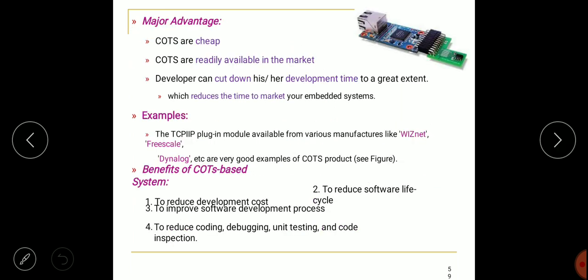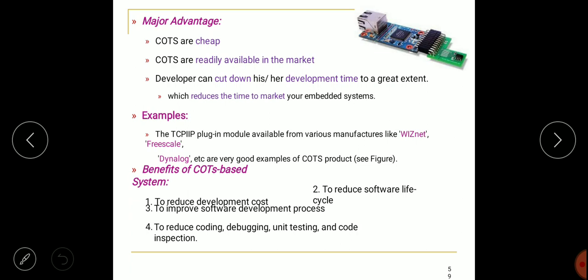Major advantages of COTS, let's discuss. COTS are cheap. Okay, COTS are readily available in the market. A developer can cut down development time to a great extent, which reduces the time to market of your embedded system. This is very important in the competitive market. This is the very advantage of using COTS.